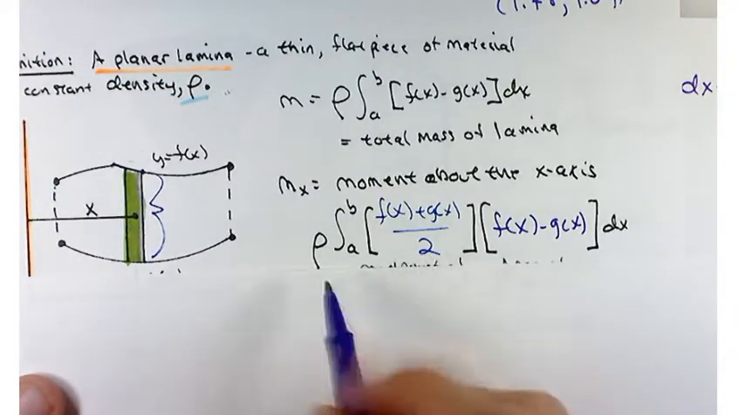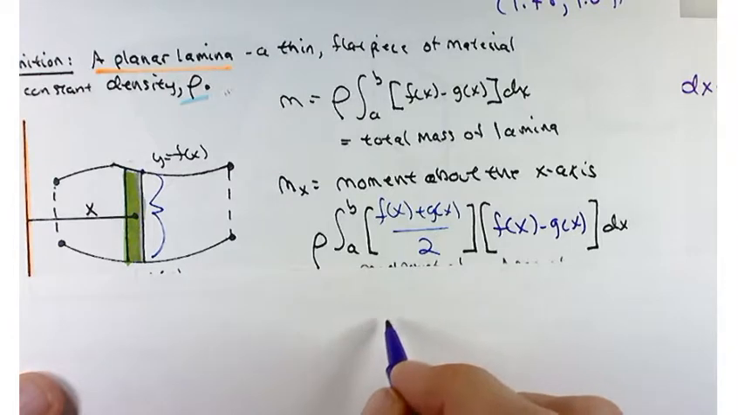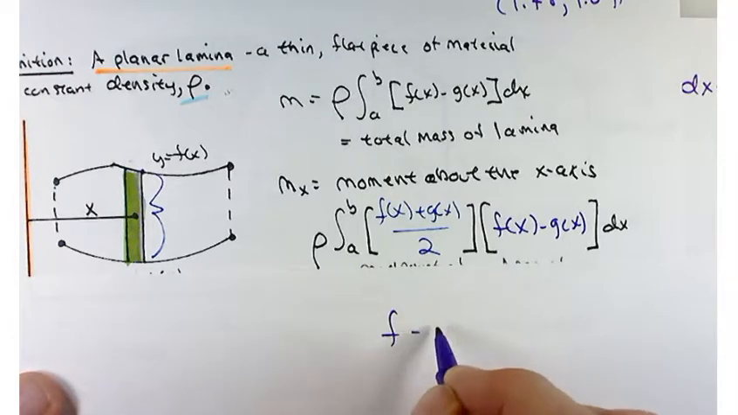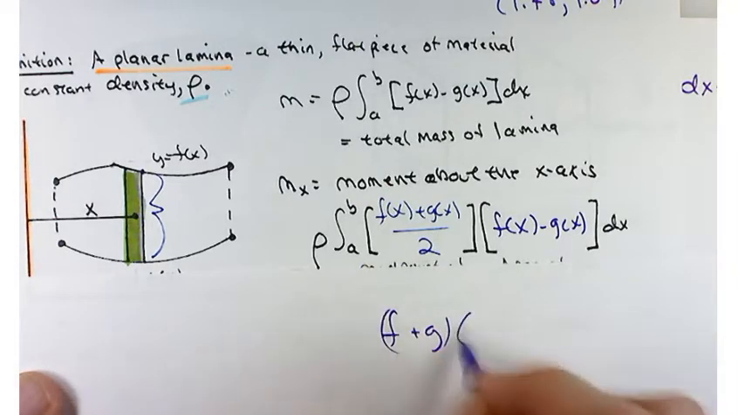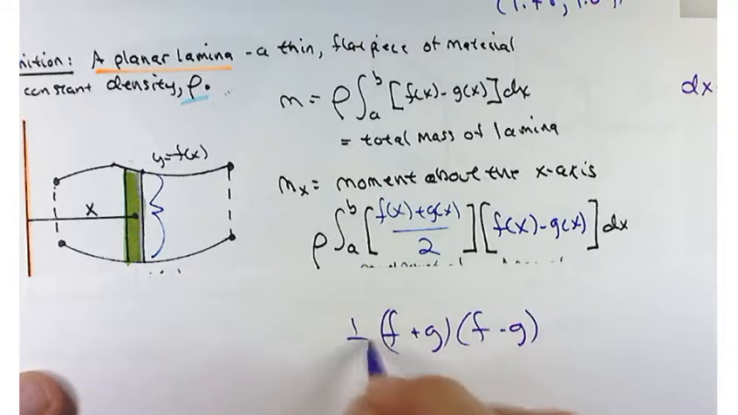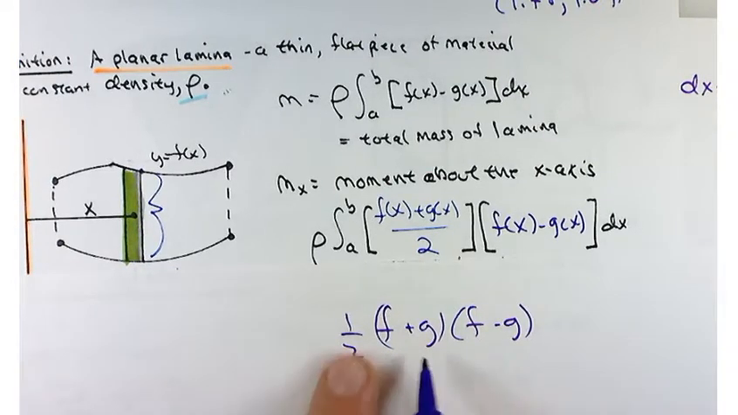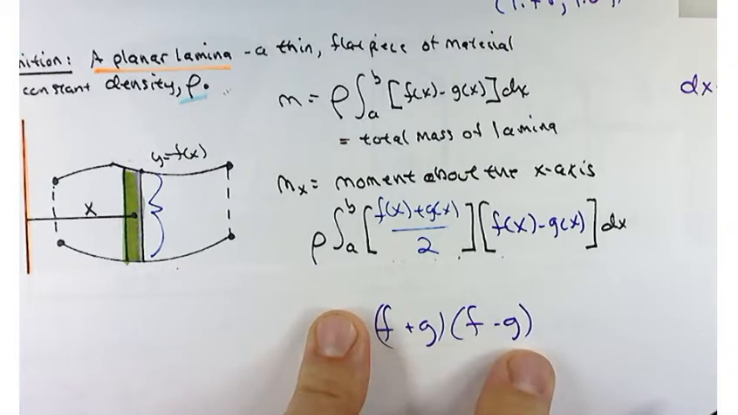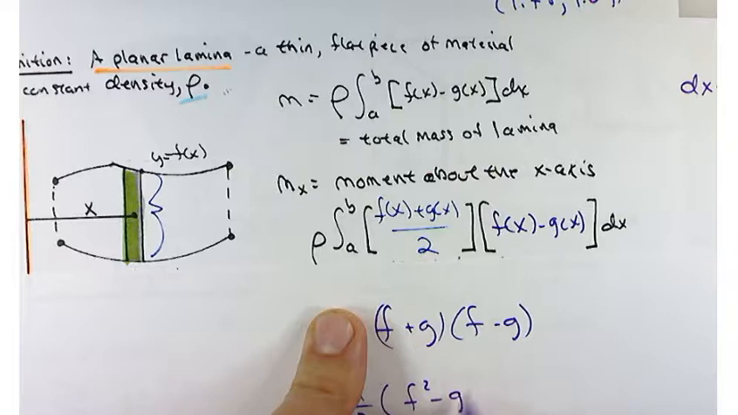But if you factor out the 1/2, what you're left with, and let me just write it without the x's, f plus g times f minus g, and leave the 1/2 out in front here. Does anyone recognize what happens when you multiply these two binomials together? F squared minus g squared. So that can save you a little bit of work depending on the particular problem.